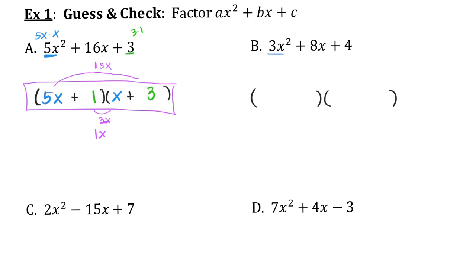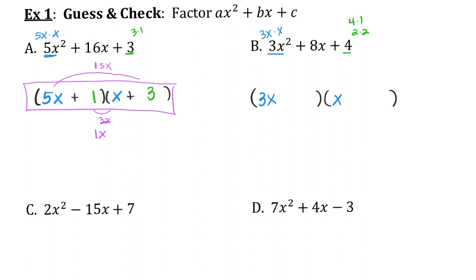Okay, this is 3x to the second. So I'm guessing 3x times x, or 1x. Now the last number is 4. What could it be? It could be 4 times 1. It could also be 2 times 2. So this one does have 2 options. When you get better at these, you'll be able to tell the answer just looking at it. But for now, we're going to try it and see if it works.